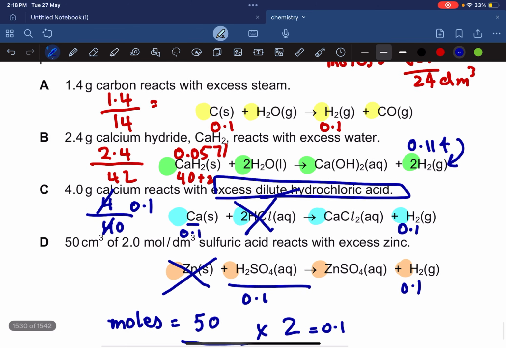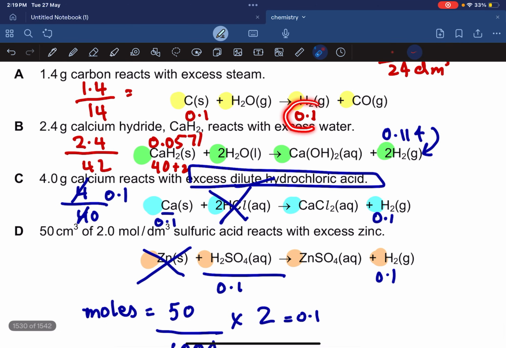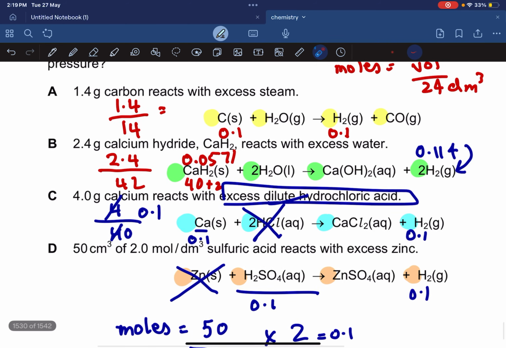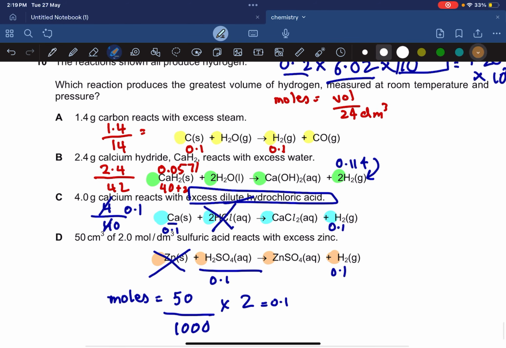So clearly we have 0.1 mole of hydrogen gas, 0.114 moles of hydrogen gas, 0.1 mole, and 0.1 mole. Clearly, in which option do we have the highest moles of hydrogen gas? This option. That means it's going to yield the highest volume, because the mole ratio equals the volume ratio, so it's clearly option B. I guess that was a bit lengthy, but you had to understand the concepts of mole ratios, how in an equation the ratios are all connected.